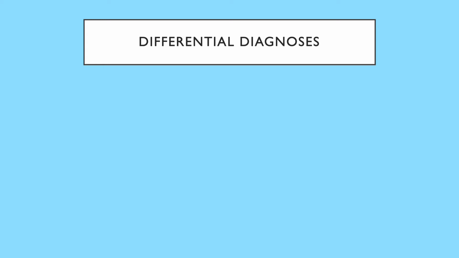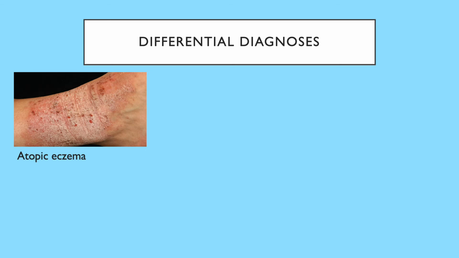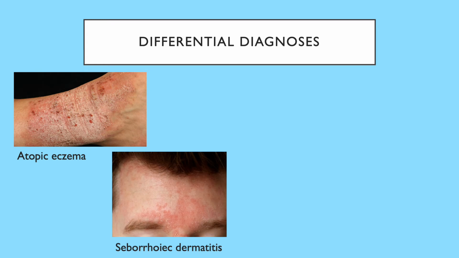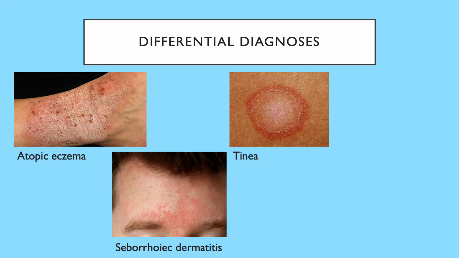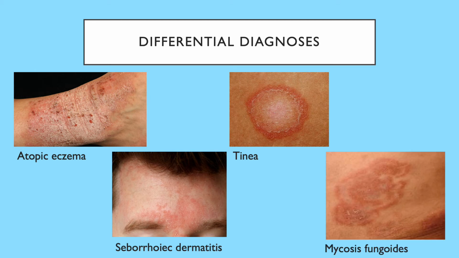Psoriasis may present similarly to other conditions. Here are some examples to be aware of. Atopic eczema tends to be more itchy and less well defined than psoriasis. Seborrheic dermatitis may mimic scalp psoriasis, but tends to be more greasy and less well defined. Tinea, also called ringworm, is a fungal skin infection, but lesions are usually solitary and asymmetrical with central clearing. Mycosis fungoides is a type of cutaneous T-cell lymphoma, which can also cause itchy red scaly plaques, but unlike psoriasis, there is more colour variation.